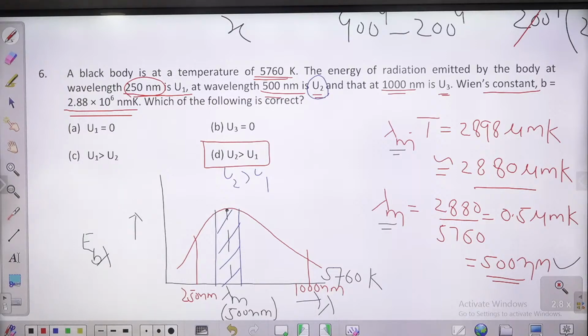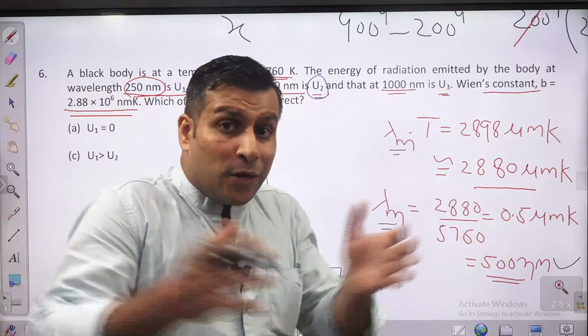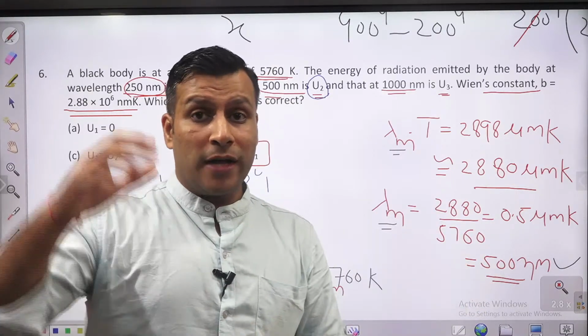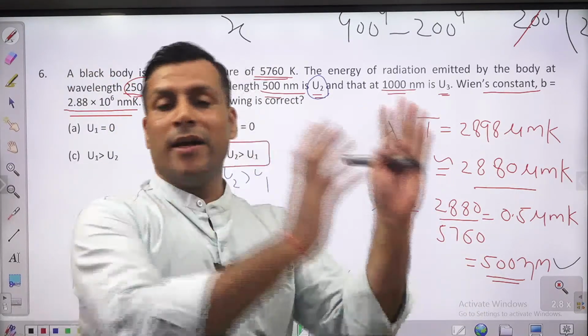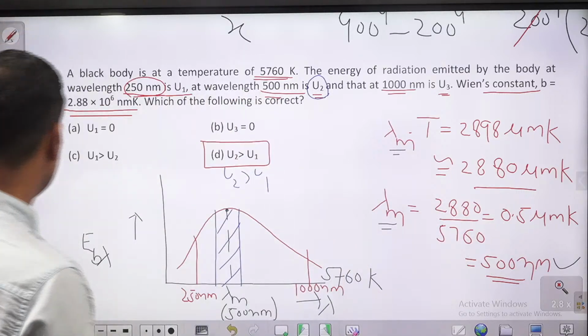Fine. So you only need to check, first, the wavelength corresponding to maximum spectral emissive power. Accordingly, you will be easily able to find out that most of the radiation emitted by a body is in the range of the wavelength corresponding to the maximum spectral emissive power.